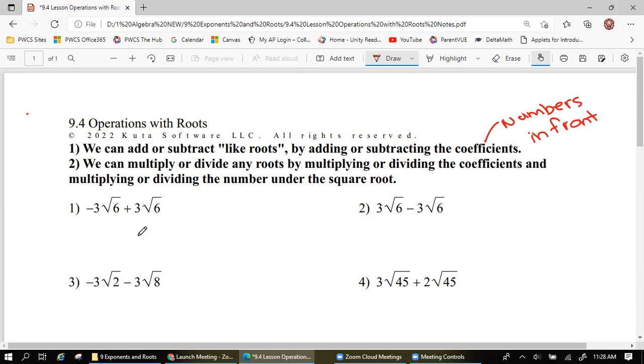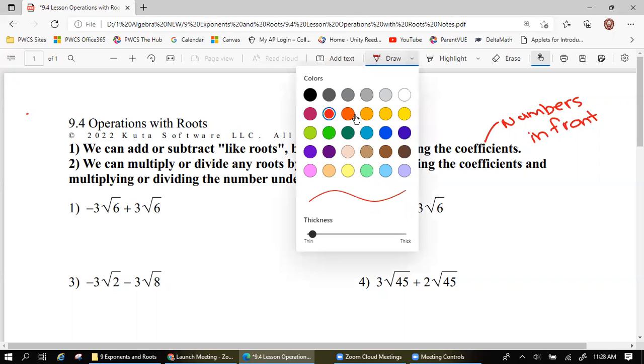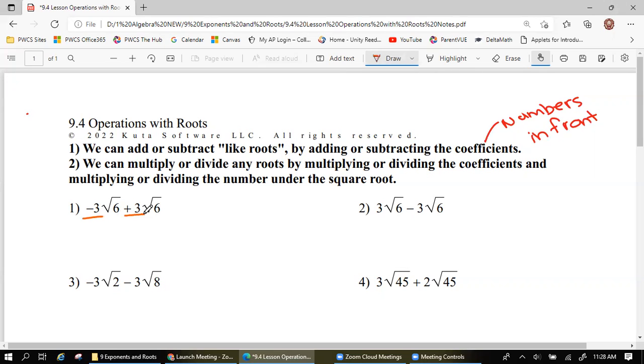So if I look at this first problem, I want to add -3 times the square root of 6 plus 3 times the square root of 6. And so since both of these square roots have the number 6 underneath them, we can just add the two coefficients together. So we can do -3 plus 3. And if you struggle with the positive and negative numbers adding, make sure you use Desmos. -3 plus 3 is 0. So we have 0 root 6. And then we multiply these together. 0 times root 6 is 0.